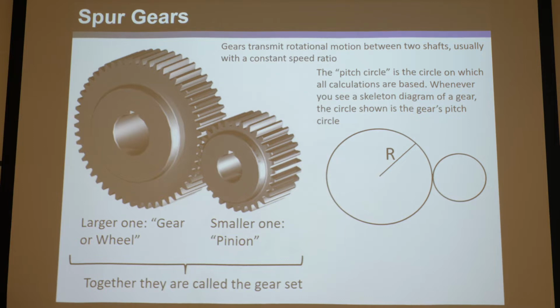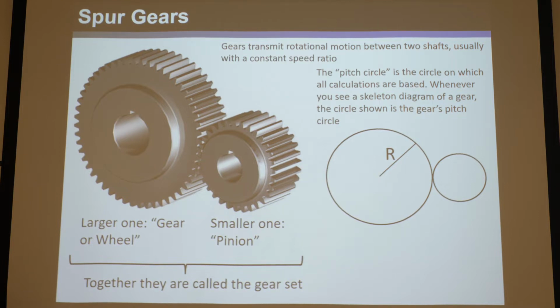Okay, and you recall when we drew our mechanism skeleton diagrams. Of course, engineers don't want to draw all the teeth on the gears, so they just draw circles. Except, if you think about it, the question is, well, which circle is it? Is it the circle of the outside of the teeth, the inside of the teeth, somewhere in between? The answer is it's a circle somewhere in between, and it's called the pitch circle. Okay, it's a very specific circle, and it has a radius r.